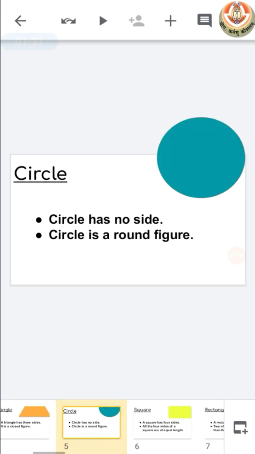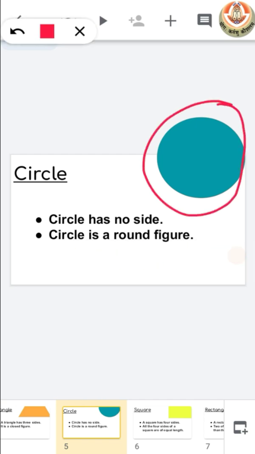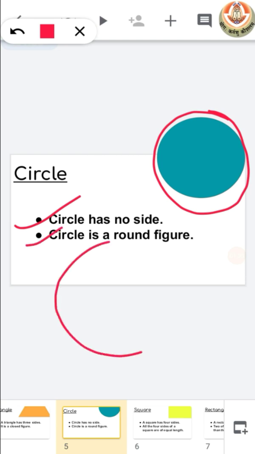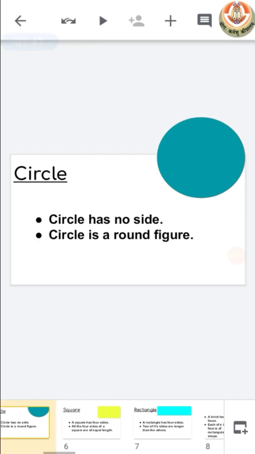Now the next shape is the circle. Here you can see a circle. A circle has no side. You can see here that it is a round figure and a circle does not have any side. So we can say that a circle has no side and a circle is a round figure. Now let's move on to the next figure.